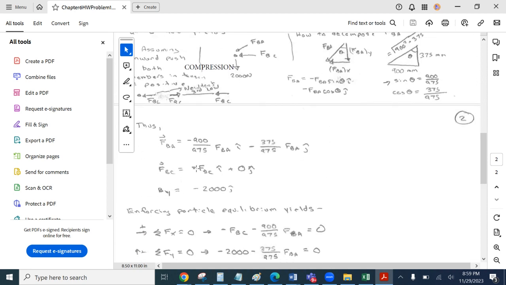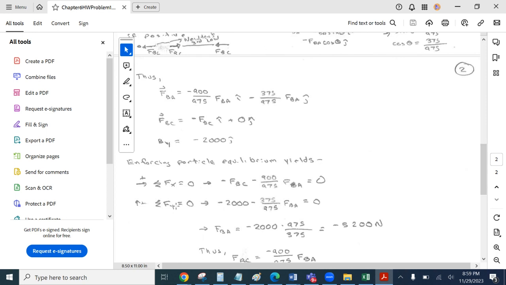So all I did is I expressed each of the three forces in rectangular form. FBA, of course, has an unknown magnitude. FBC has an unknown magnitude, but because of the geometry of the truss, it's purely in the negative i-hat direction. And the reaction at B we know is purely minus 2000 j. So if I sum all forces in the x direction, basically what I see is that there's a relationship between the unknowns FBC and FBA. In order to solve that, I have to sum all forces in the y direction.